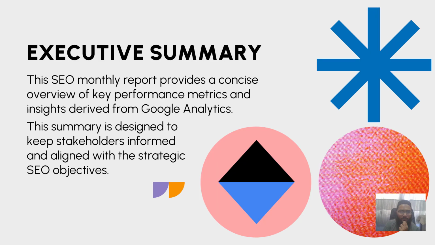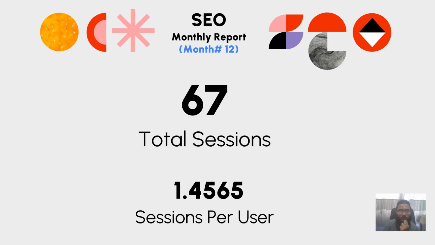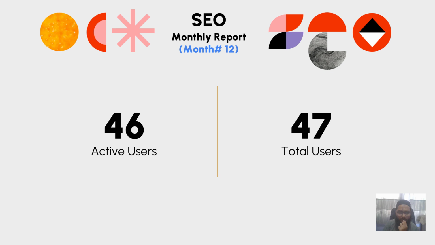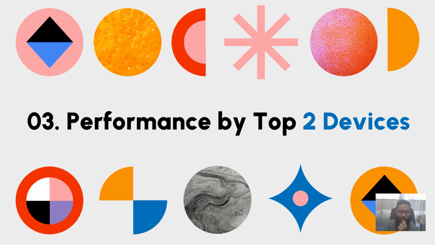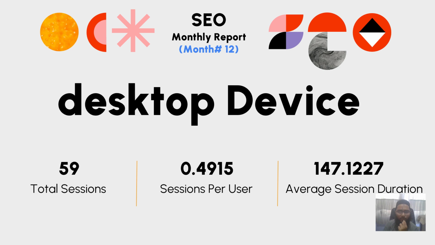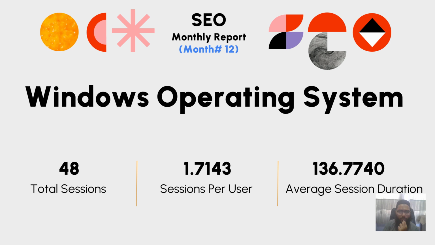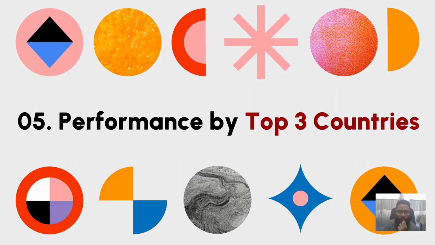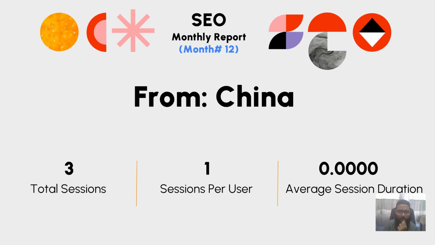So introduction, executive summary, and here is the overall performance. And there we go. The variables got the data from Google Analytics, and this is the dynamic data. This is the total active users and total users, engaged sessions and engagement, and so forth, and so on. Performance by top two devices. Then we have the performance by top two OS, Android and Windows. Then we have performance by top three countries, from United States, from Pakistan, and from China.